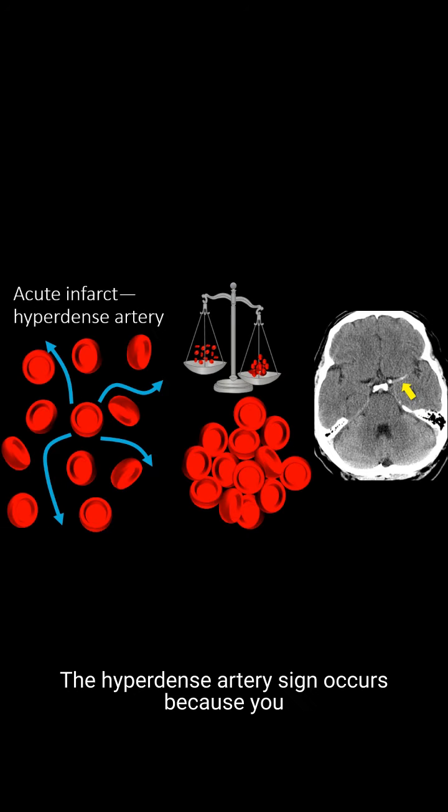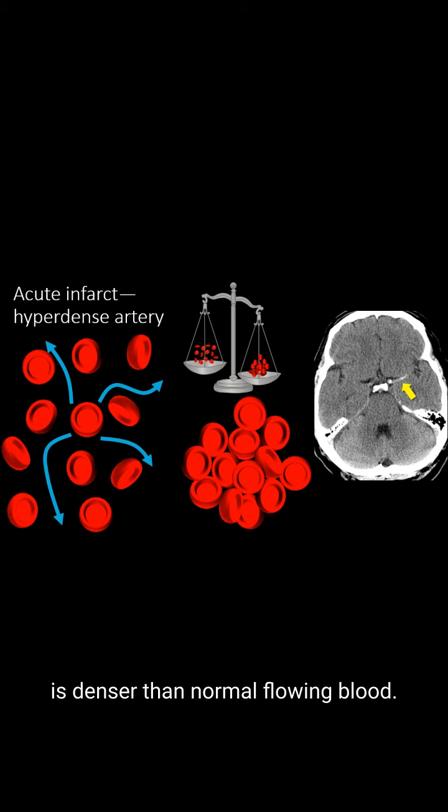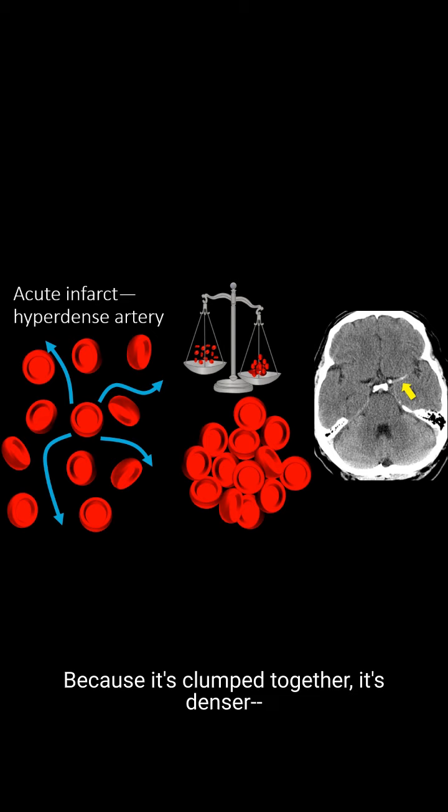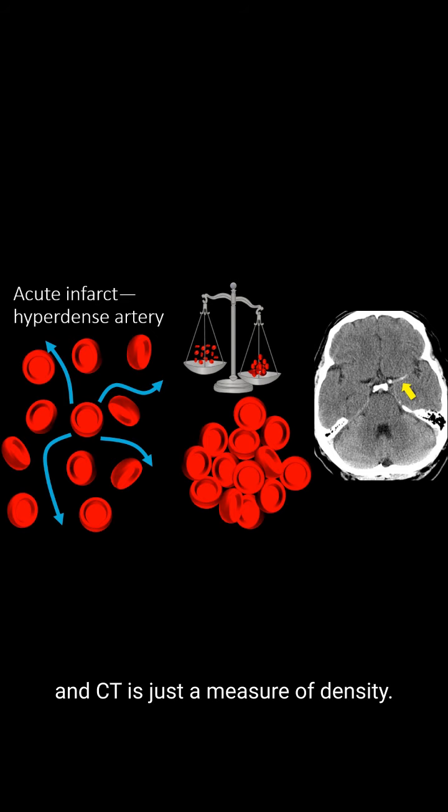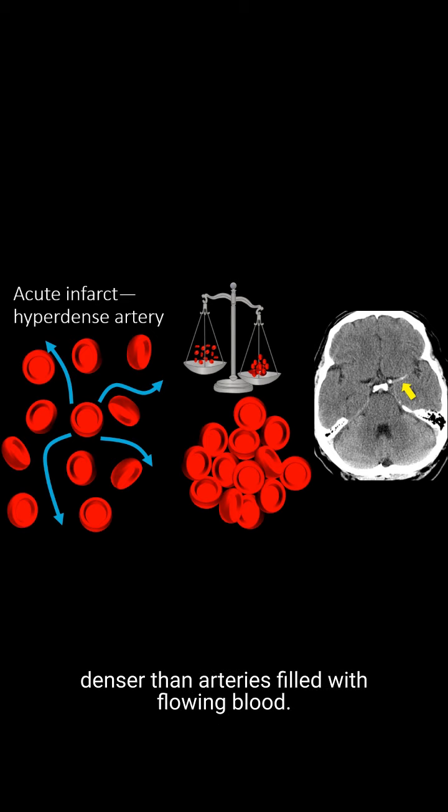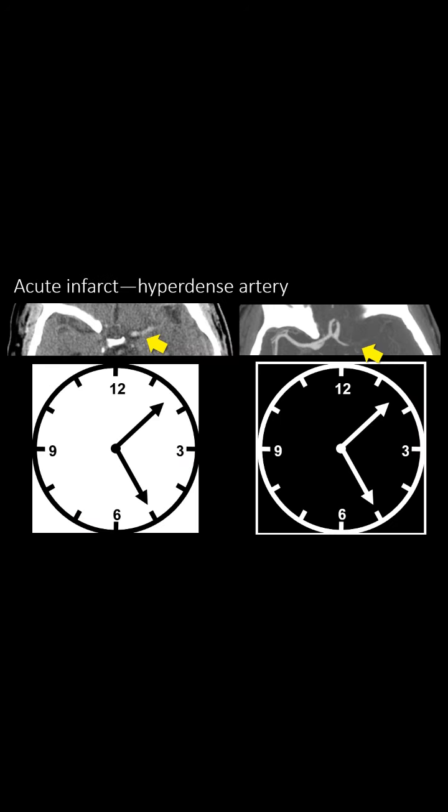The hyperdense artery sign occurs because you are actually seeing the thrombus in the artery. The thrombus appears hyperdense because clot is denser than normal flowing blood. Because it's clumped together, it's denser, and CT is just a measure of density. So an artery filled with clot will be denser than arteries filled with flowing blood.